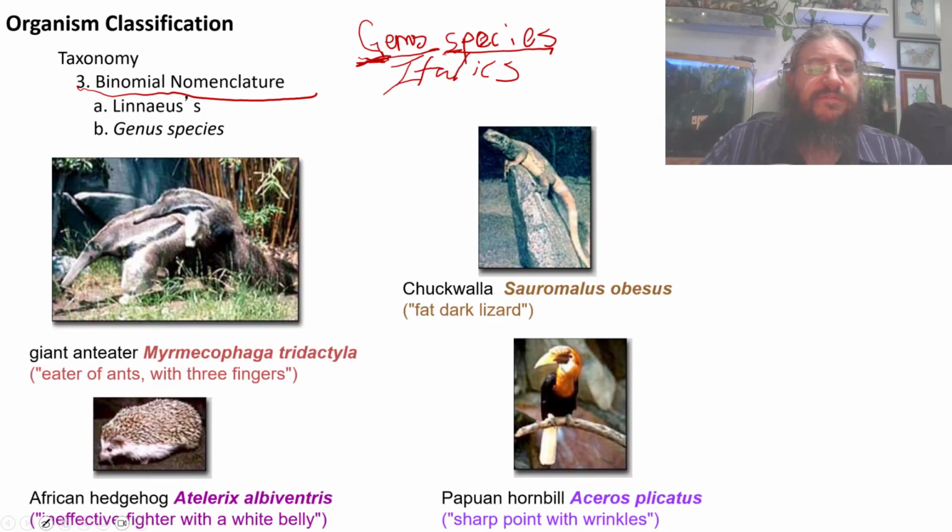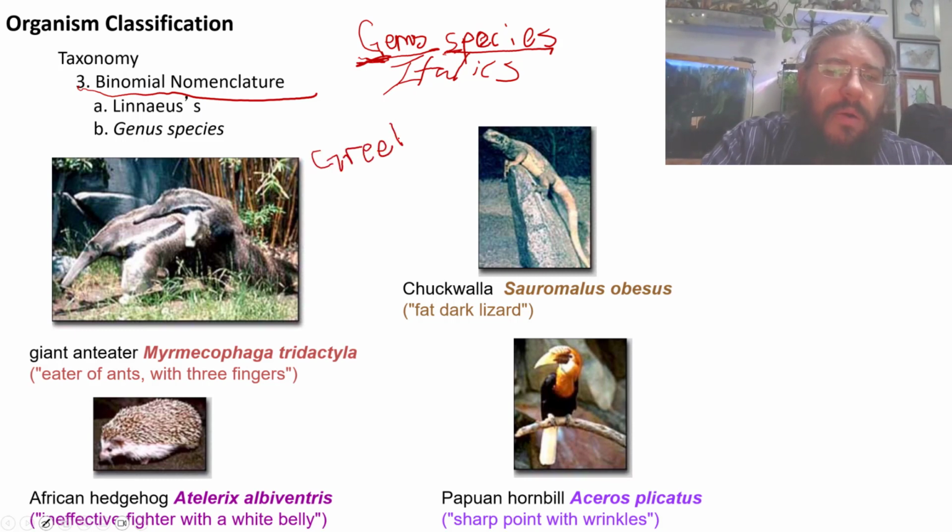And we have some fun other examples. Now, how to pronounce scientific names. A lot of scientific names are in Greek or Latin.